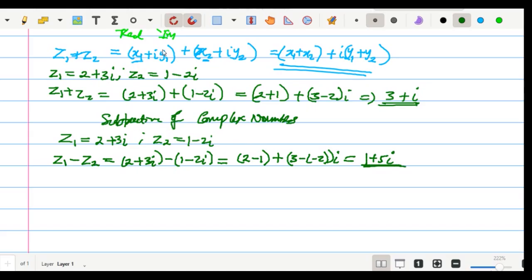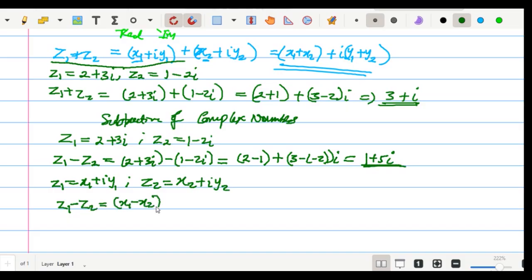So now, remember when we started we used a general term. So let's use a general term for it. z1 is equal to x1 plus i y1, then z2 is equal to x2 plus i y2, then z1 minus z2 is going to be equal to x1 minus x2, plus y1 minus y2 i. So this is a general representation of subtraction of complex numbers.